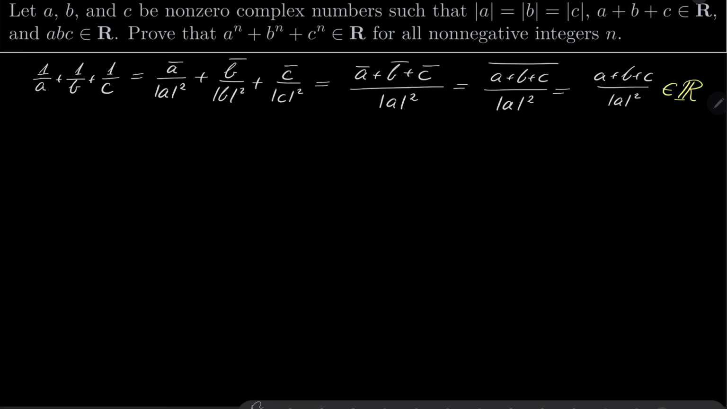So let's take this quantity and let's multiply by abc. Because notice that bc plus ca plus ab can be written as abc times 1 over a plus 1 over b plus 1 over c. We have demonstrated that abc is a real number by assumption, and this sum of reciprocals is also a real number. Product of two real numbers is again a real number.